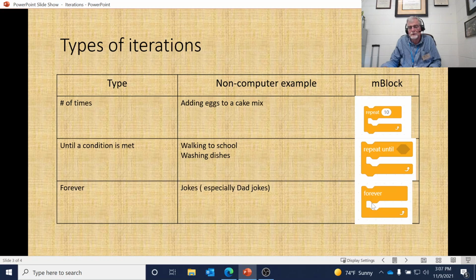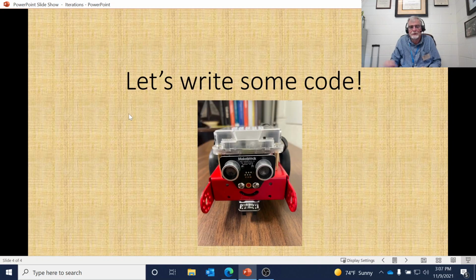M block has a forever loop, and you would think you would not want these. Sometimes these come in handy, like if you're trying to do some sort of event loop, and we'll talk about that. We're about to do a little coding with this. So the lightning is ready, so let's go write some code.